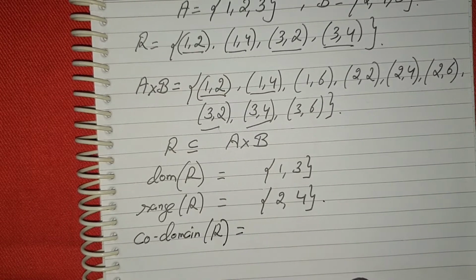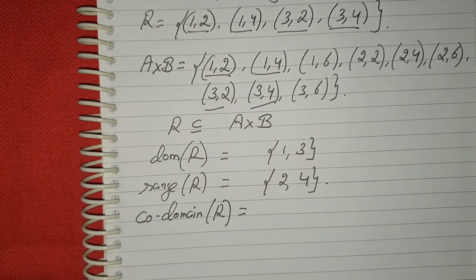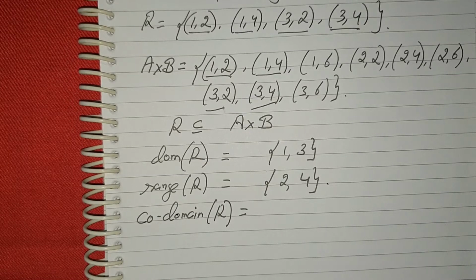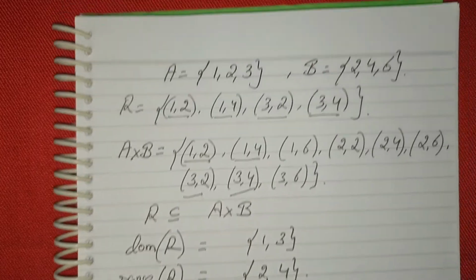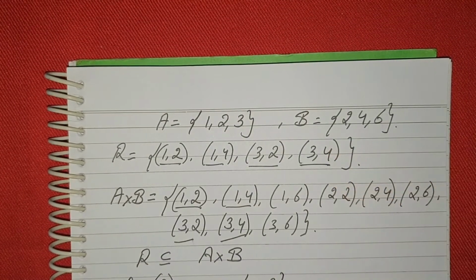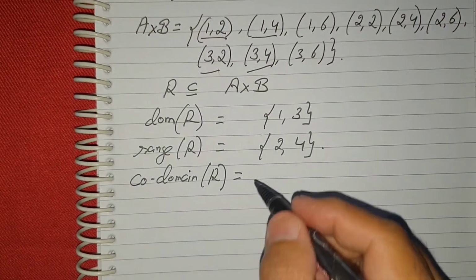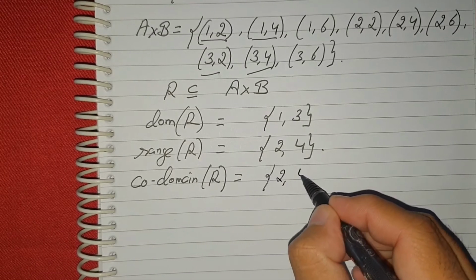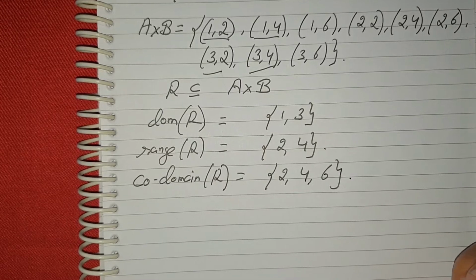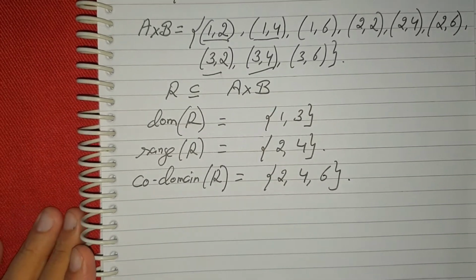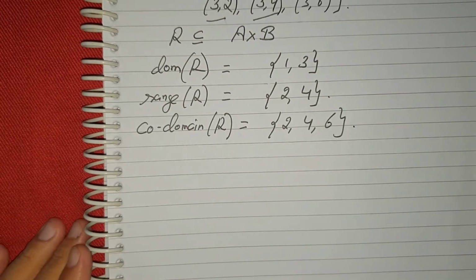Codomain of R, as we know, is the set B. The set B is what? Set B is {2, 4, 6}. So the codomain of R is {2, 4, 6}. And now suppose we want to show this by the arrow diagram as we have discussed.